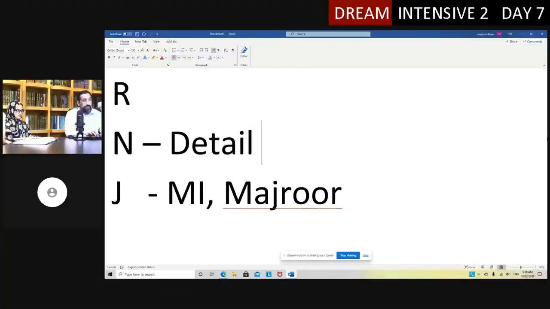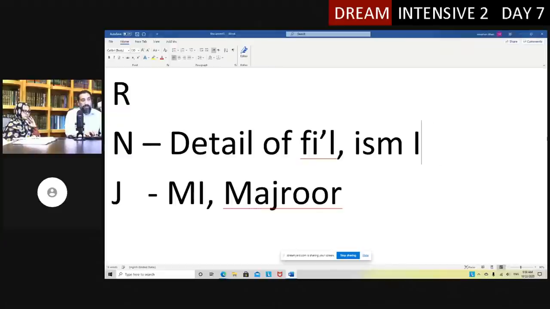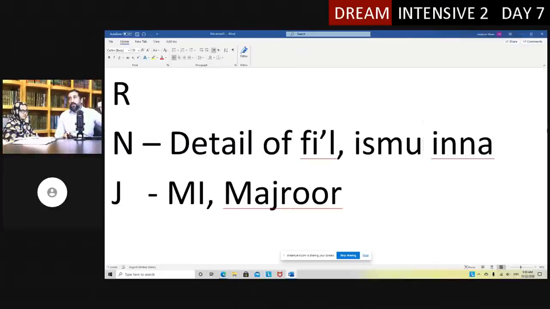Either it's a detail of a fi'l, or a harf, or beat up by the ism inna, or whatever harf of nasab. Right, ismu inna. Those are two separate reasons. Because it's an ismu inna doesn't mean it's a detail. That's a separate reason. So how many reasons for nasab? Two. How many reasons for jar?